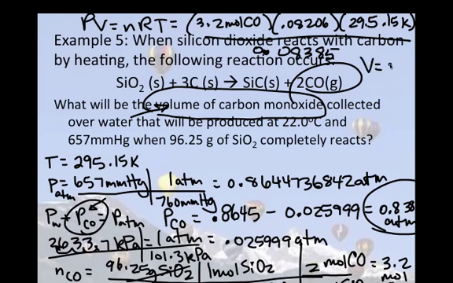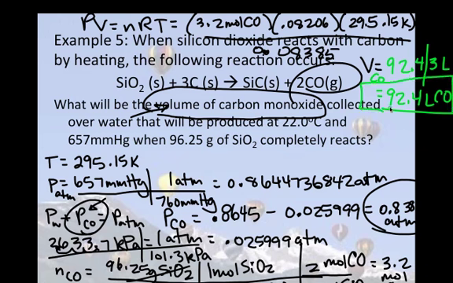So my volume, I'm going to be running off the page here. I'm going to need to switch colors. The volume of carbon monoxide ends up to be, okay, so I'm getting a volume for carbon monoxide equal to 92.43 liters. And I think we can keep 3 sig figs. So 92.4 liters of carbon monoxide gas is produced when 96.25 grams of silicon dioxide reacts with carbon. That's it. That's how we would apply Dalton's law in this circumstance.